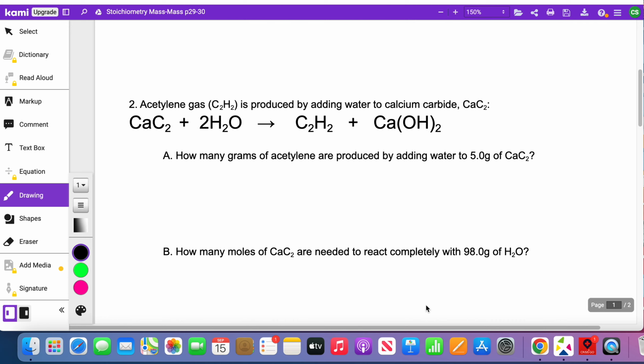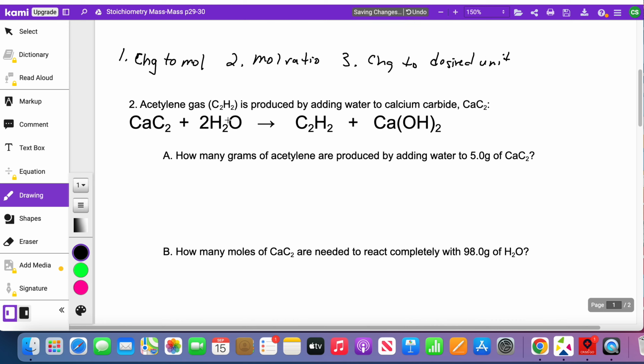But I want you to think about how these problems are a little bit different. Basically, what you always do on all the mole problems in stoichiometry is number 1, change to moles. That's step 1. Step 2 is the mole ratio from the equation. And 3, change to desired unit. But I want to show you something about these problems because sometimes you don't need to do all 3 steps. Anyway, let's do A right now.